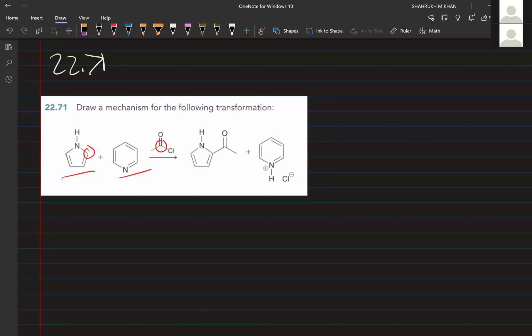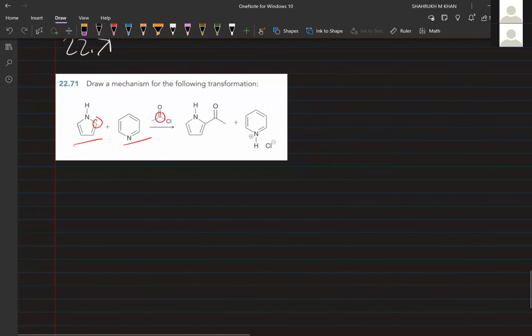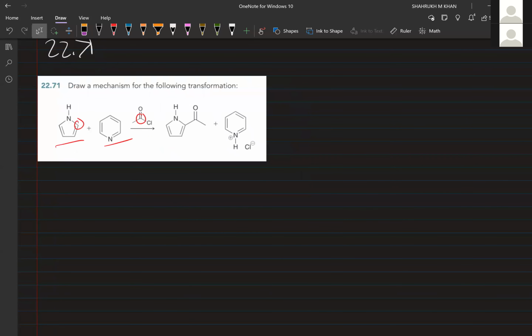Okay, let's go over it. If you didn't finish, follow along or finish up while I'm doing it. This is going to basically follow your typical electrophilic aromatic substitution.